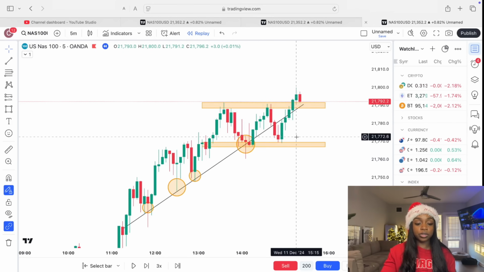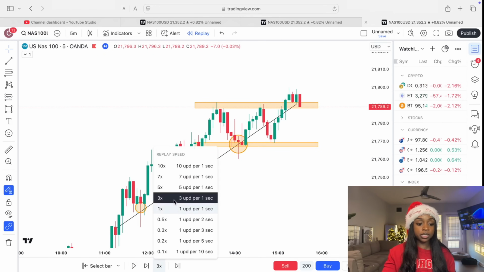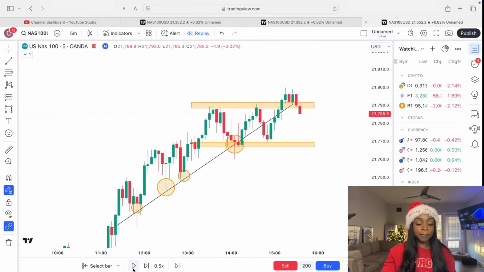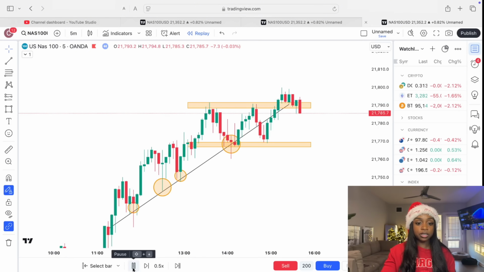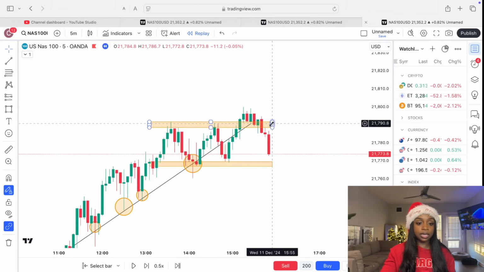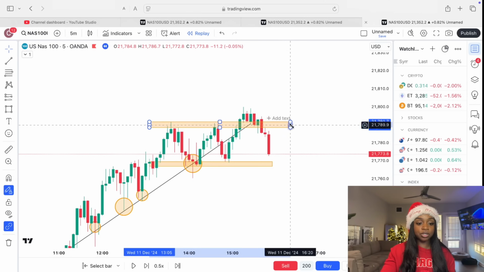So if price comes back into this range and we can break this support, actually let's just see if it comes back in. Let me slow it down because I don't want to miss it. Let's see what happens if we come back. See how we're trying to come back into the range? Oh yeah, I like that. So you see how price is coming back into the range?